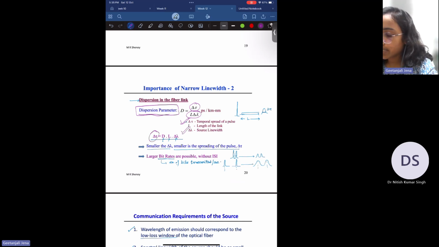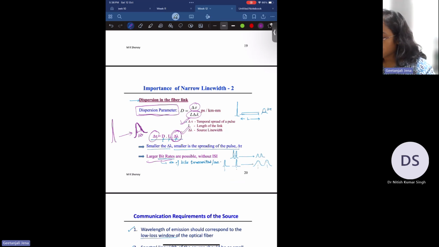So you can see this spreading of the pulse. Earlier you have seen that when you transmit this kind of pulse, at the output end it becomes like this. So there is a spreading of the pulse at the output, and this is the temporal spreading delta tau. The delta tau is related to delta lambda, the source line width. That means the lower the source line width, the lower the spreading of the pulse at the output, and this means that we can transfer larger bit rates without any interference inside the optical fiber link.